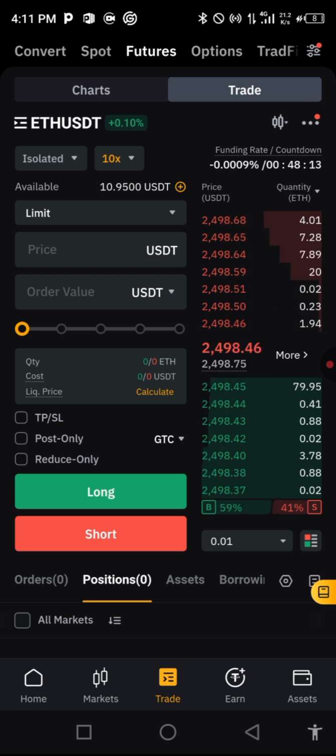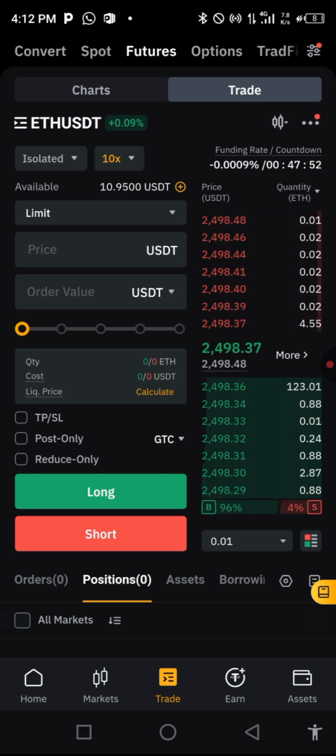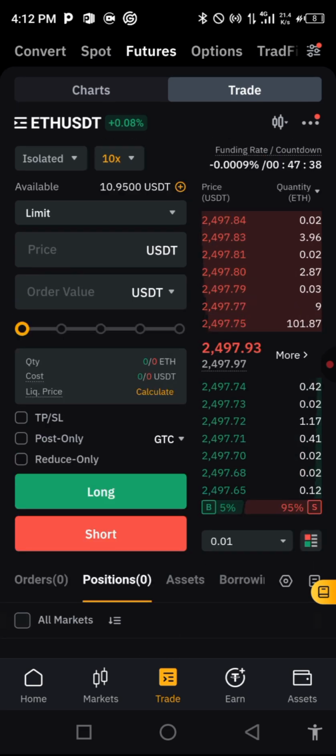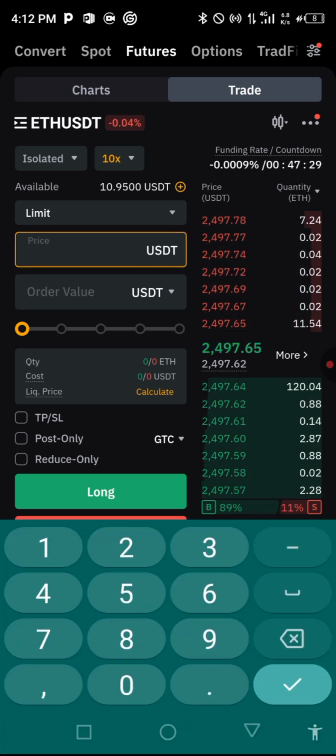Now, if it hits $7 and it still goes down, the market will trigger, but you are going to be losing, right? So if your prediction was correct that once it hits $7, it will go back up based on your analysis, then from there you are going to be making profit, right? So let's see how we can actually set a buy order. The price of Ethereum is currently selling at $2,497, right? So now we are setting a buy limit order, right?